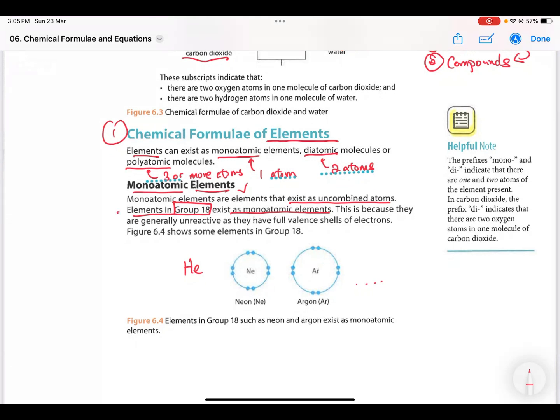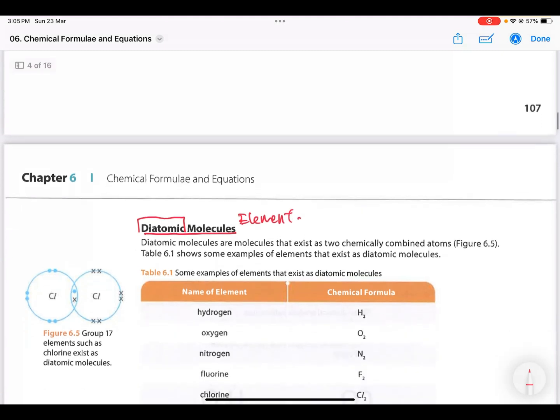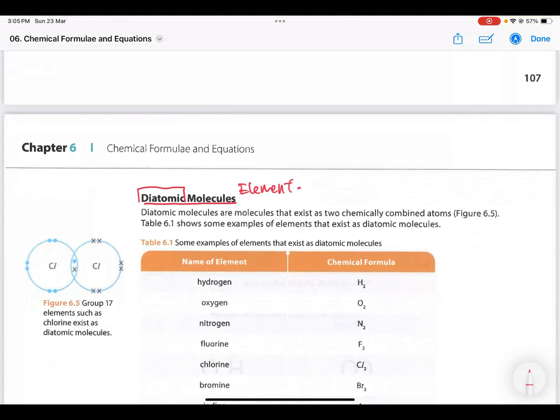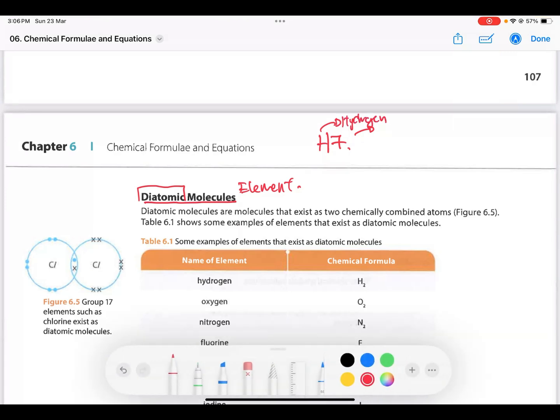Typically they are group 18, also known as your noble gases. All your group 18 noble gases exist as monatomic elements. Next, diatomic molecules. Which elements are diatomic molecules? For those of you from my class, you'll remember I mentioned this thing called H7 before. What exactly is H7? H represents hydrogen. 7 represents this element. So what is this 7?